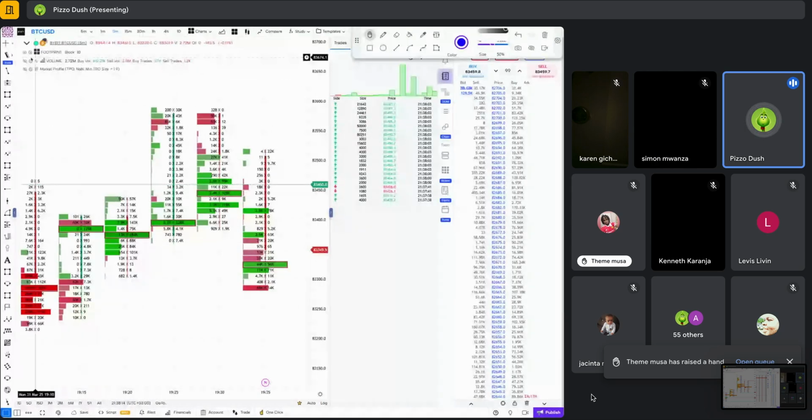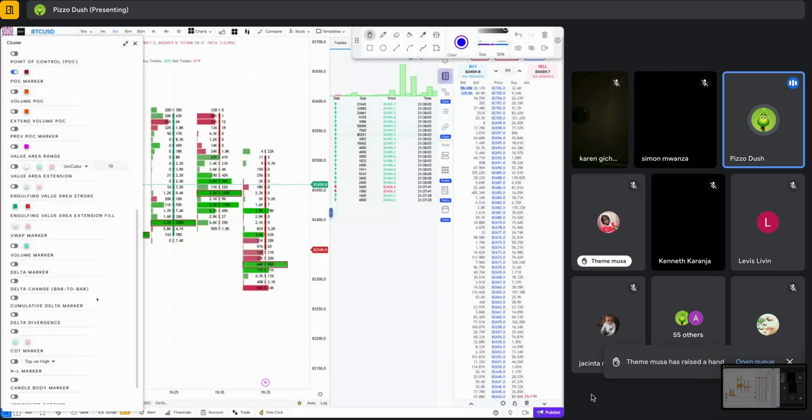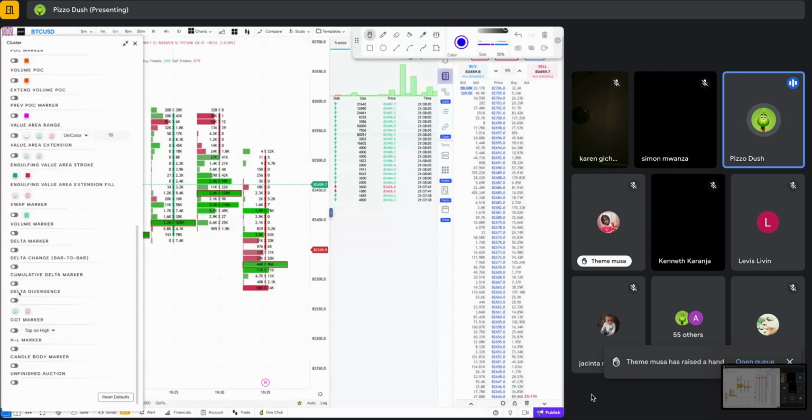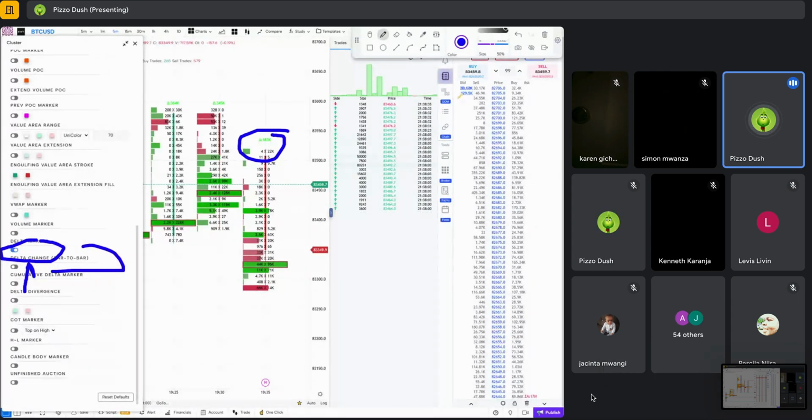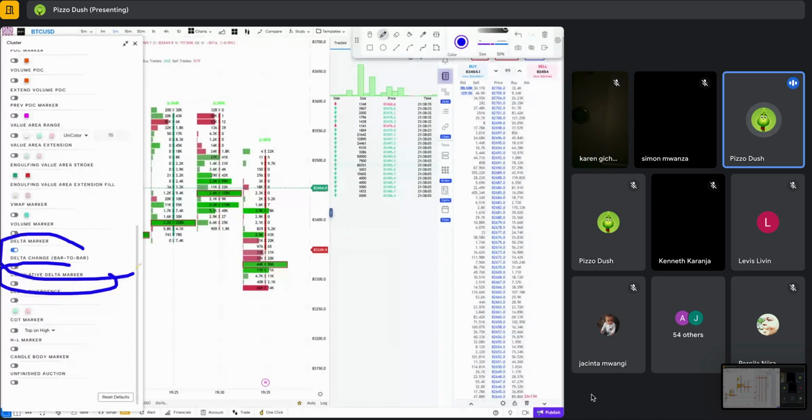Don't put volume. Make sure it's bid and ask. Then still in settings, scroll down, make sure you've allowed the delta. Where is the delta? Delta marker, this one. You can see the delta should come above each and every footprint here. So make sure your delta marker is working, and the delta change bar to bar is on. Don't add cumulative delta. Add the delta change bar to bar, not the cumulative delta.